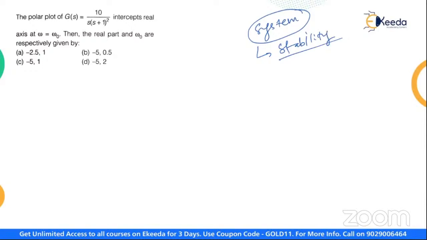In order to find stability, we have got two ways. One is the time domain approach, and another approach is the frequency domain approach. Means we are going to find the same thing, but we have two different approaches. Getting my point?